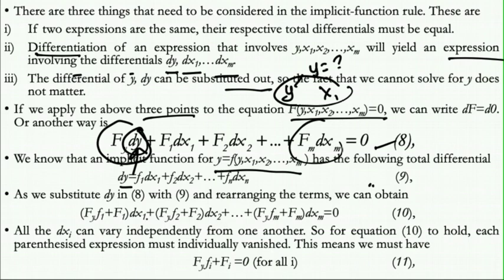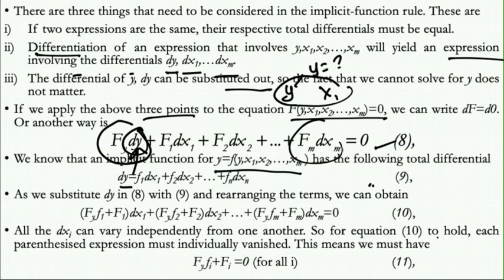Because let's say x1 here is the number of apples consumed. The x2 here is the number of oranges consumed. So dx1 is the change in the number of apples consumed, dx2 is the change in the number of oranges consumed, and so on and so forth. The total change here must lead to 0 because they offset each other. So all the dxi can vary independently from one another.